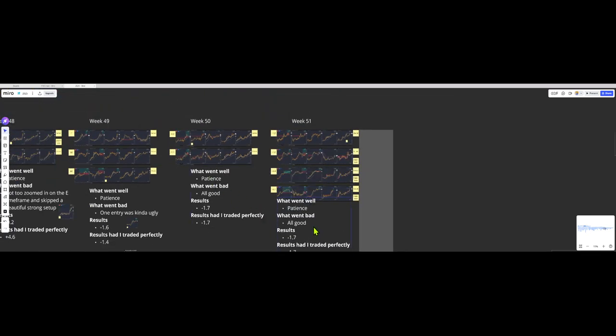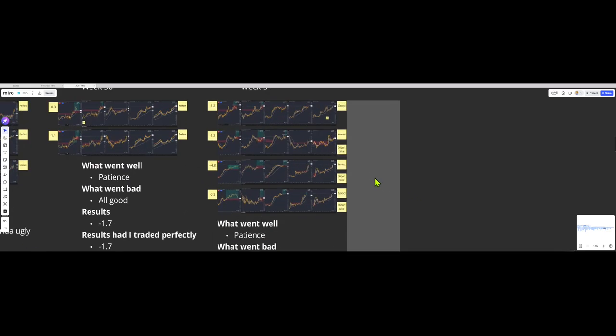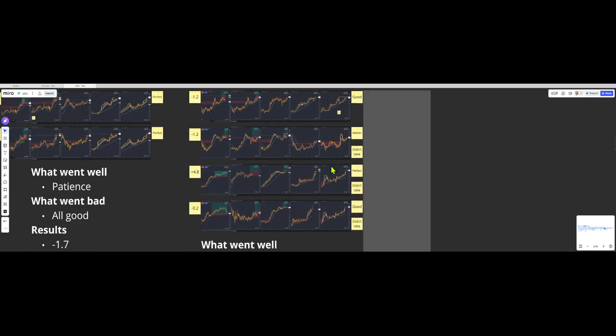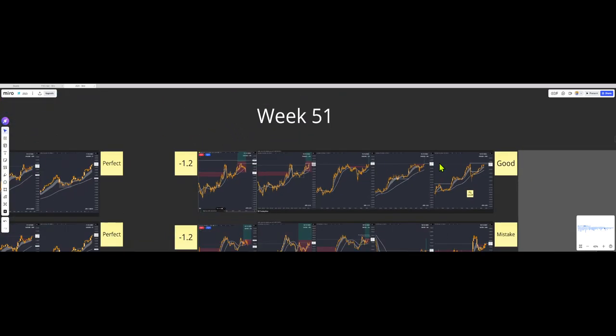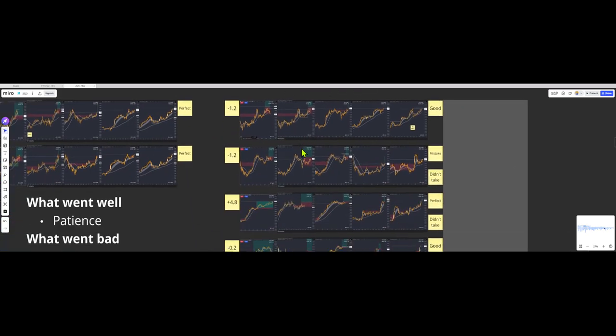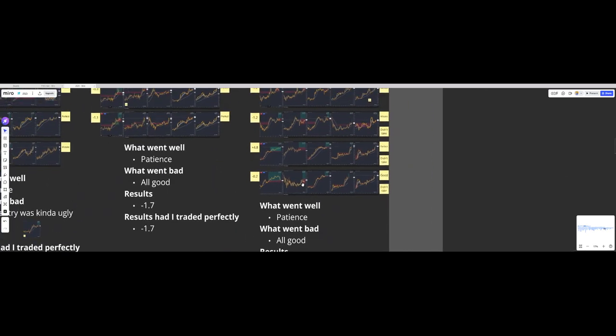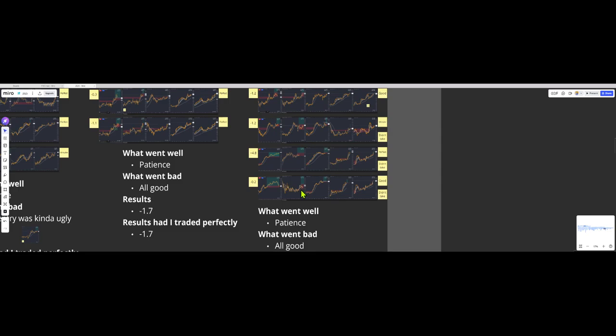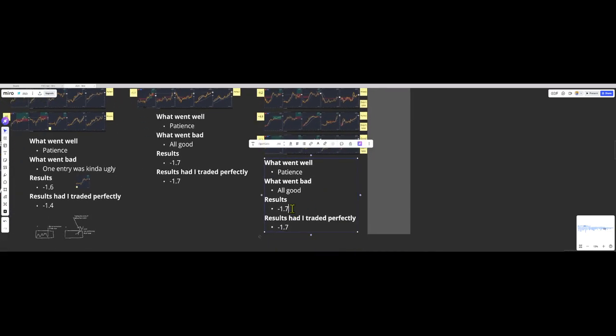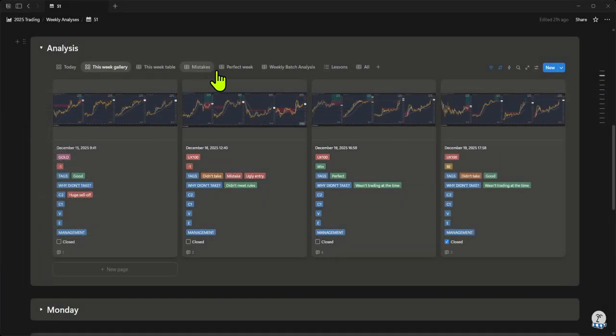So what went well? Once again, I'm going to praise my patience. Patience was on point. Those trades that I did take was one trade over here, and that was a very good trade. I like this trade, so that's okay. What went bad? Nothing. I mean, life happened. I couldn't be at the PC to pick up this win, so nothing went bad. Everything was all right.